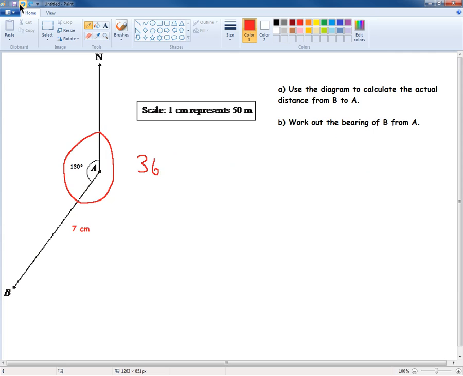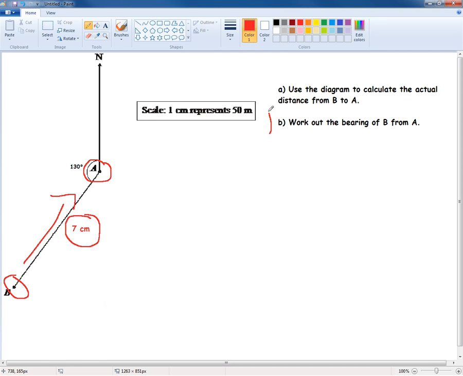Now to cover the scale part of the question, it's quite common to find scale questions in a bearing question because they're normally used with maps. So use the diagram to calculate the actual distance from B to A. So from B to A, it states here on our diagram or on our map, it is 7 centimeters.